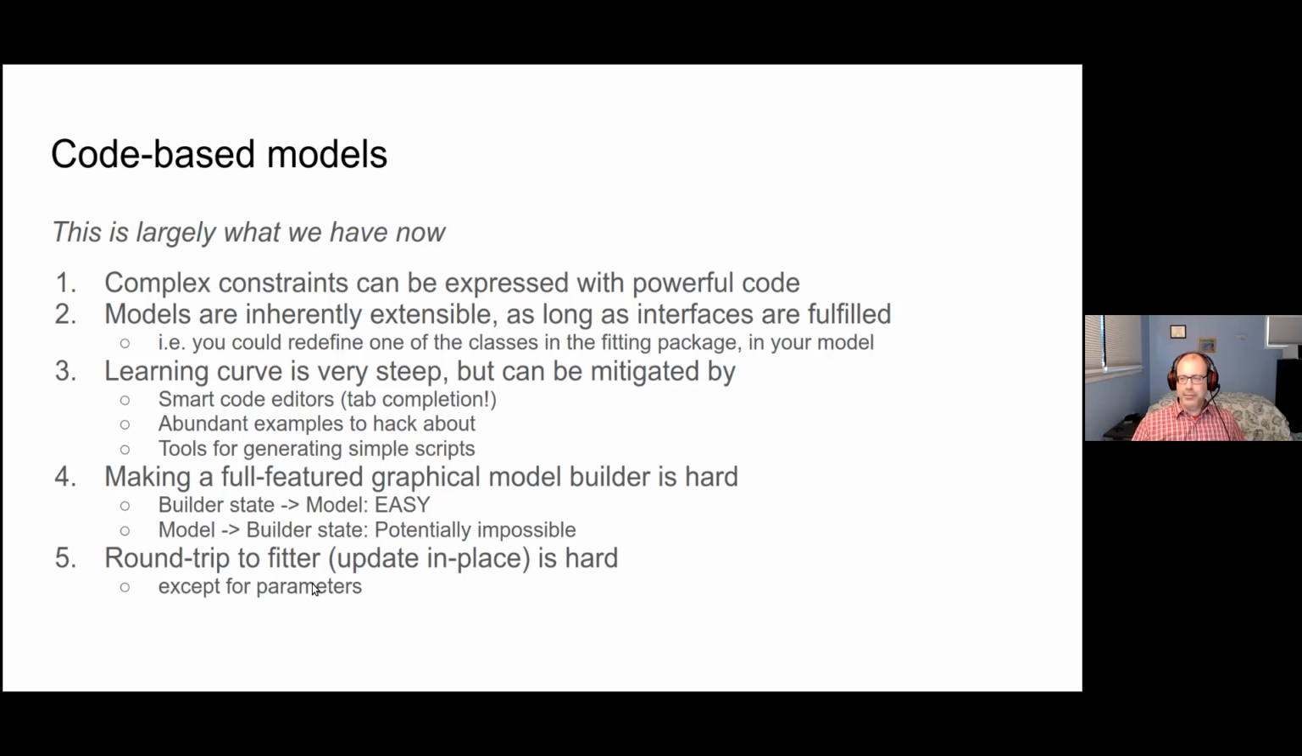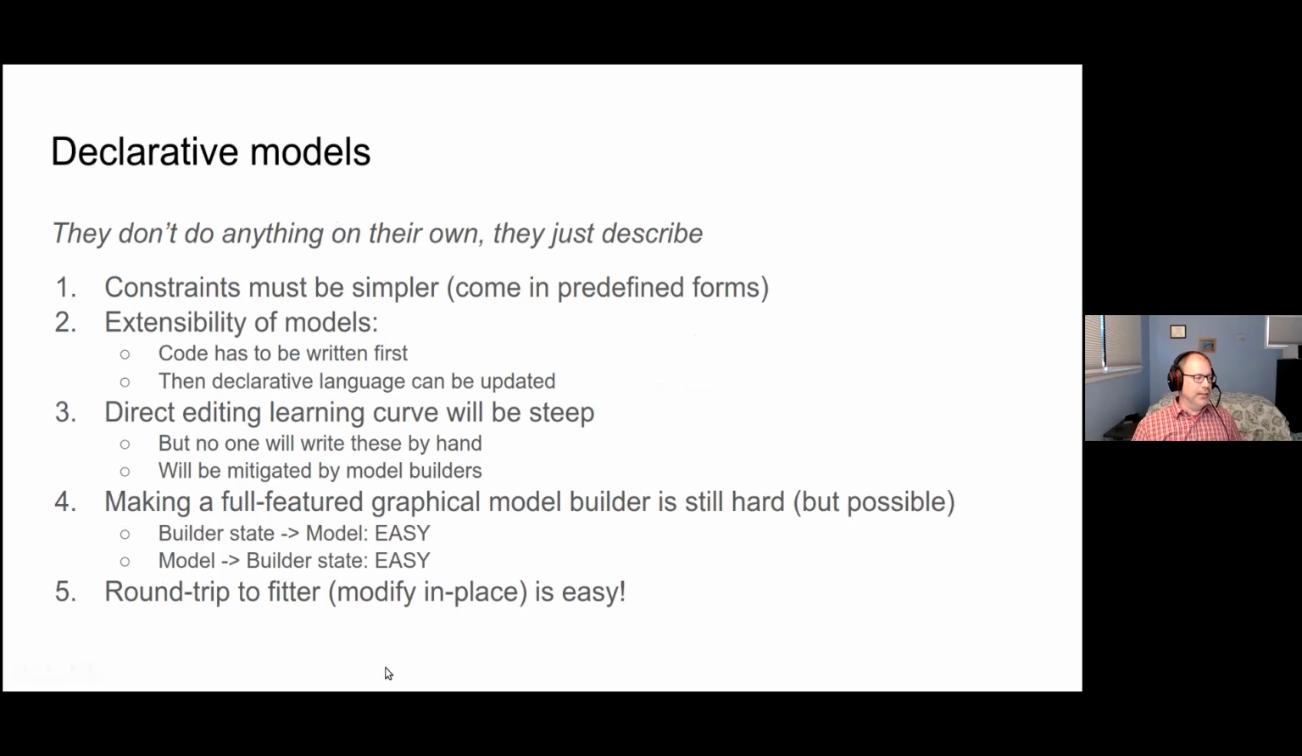And for Python programs, it's hard to read a Python program in, make changes to it, and then spit it back out, because it's essentially infinite complexity. So again, for declarative models, that part's easy. Making a graphical model builder is still hard because of reasons, but it's not hard because of that. Reading the model, recreating the builder states, showing a picture of what you've built from the model is no longer hard.